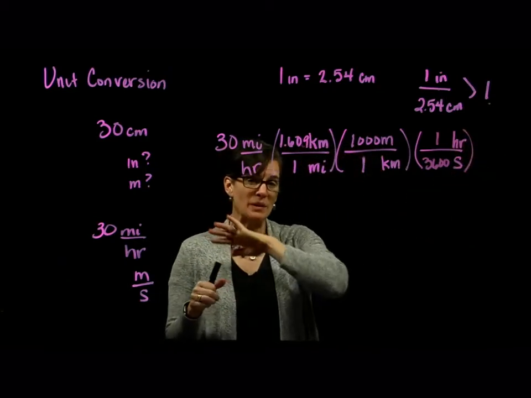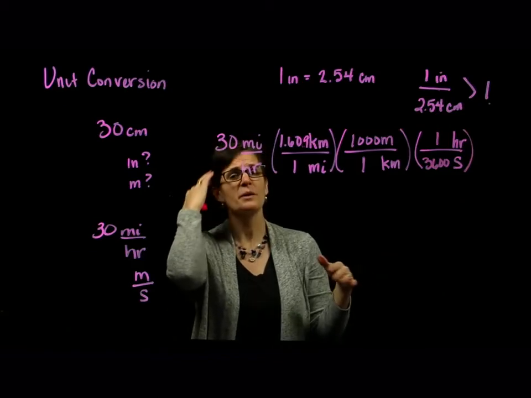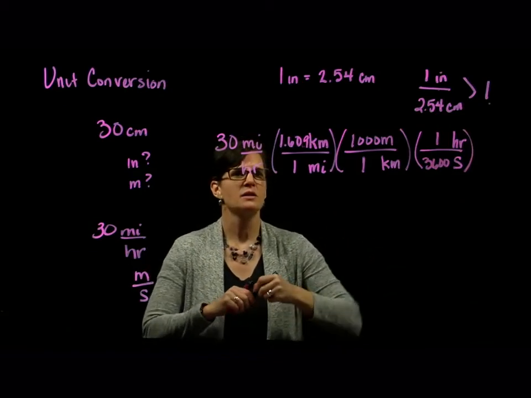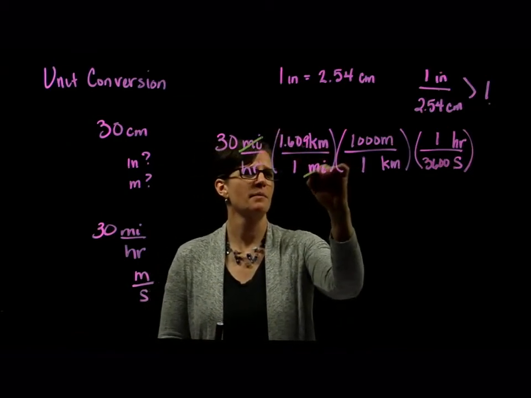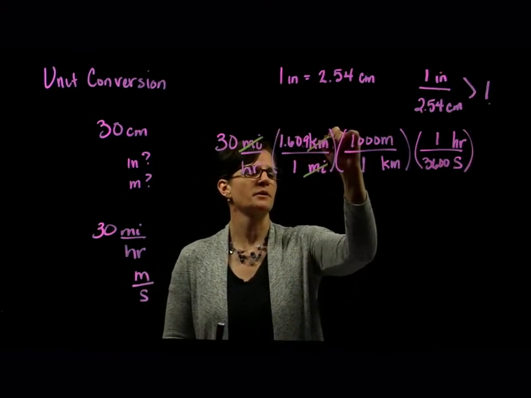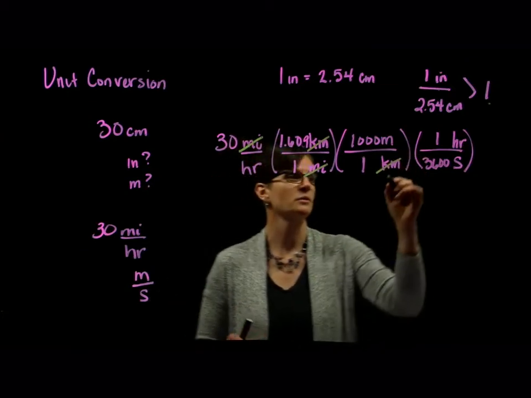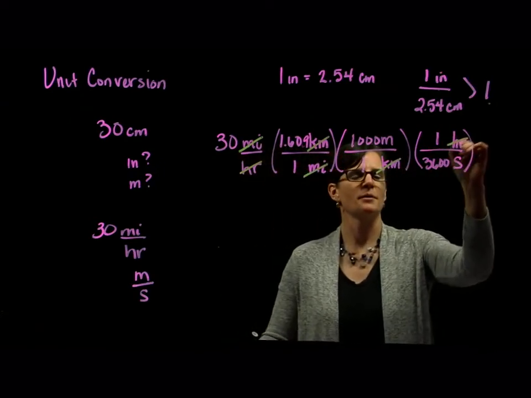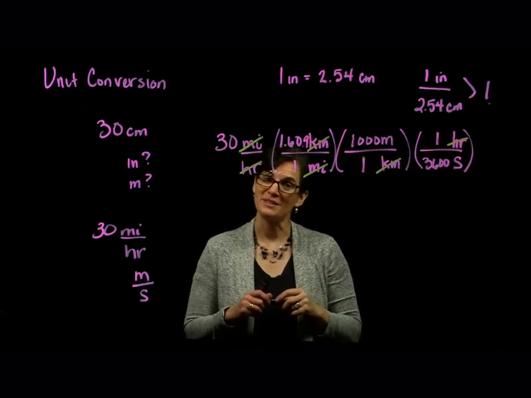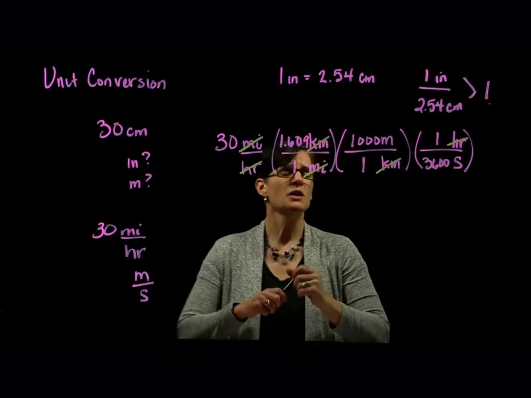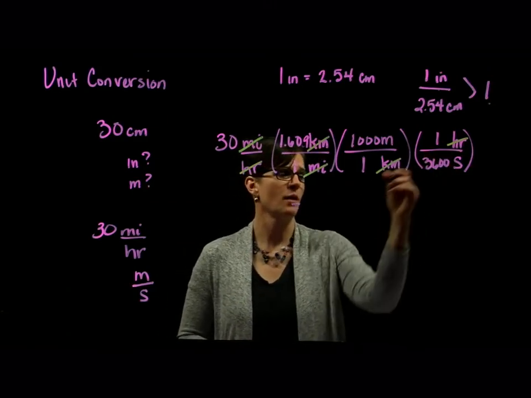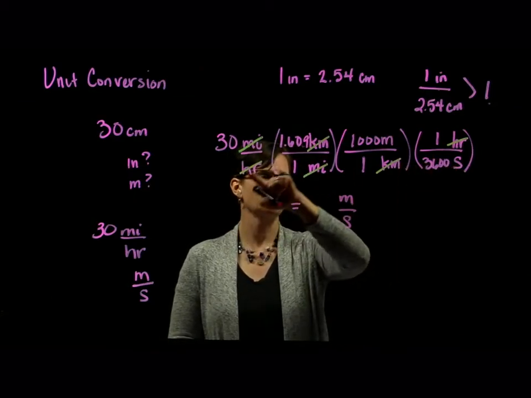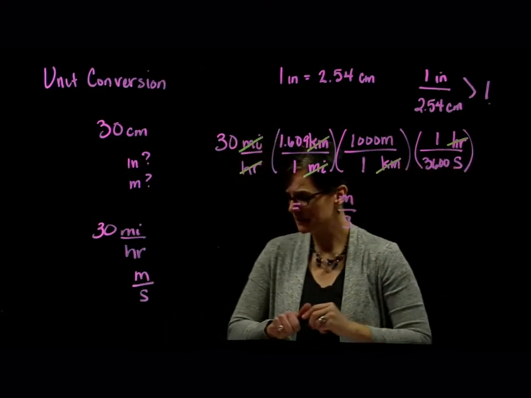Now, before we plug all the numbers into our calculator, we want to make sure that our units are going to end up with meters per second like we have. So, miles on the top, miles on the bottom, it goes away. Kilometers on the top, kilometers on the bottom, it goes away. I'm left with meters on the top, hours on the bottom, hours on the top, it goes away, and I'm left with seconds on the bottom. So now I'm left with the unit that I want, which is meters on the top and seconds on the bottom. Only thing on the top is meters, only thing on the bottom is seconds.